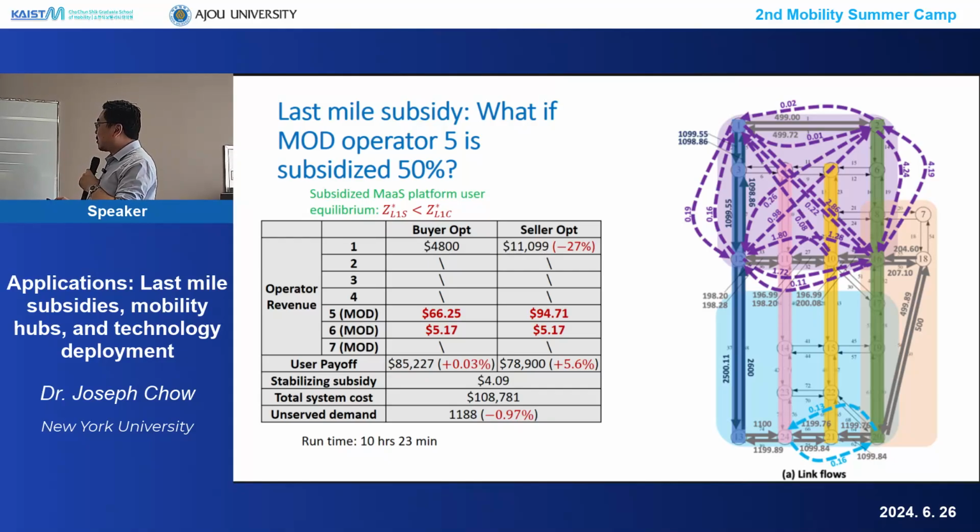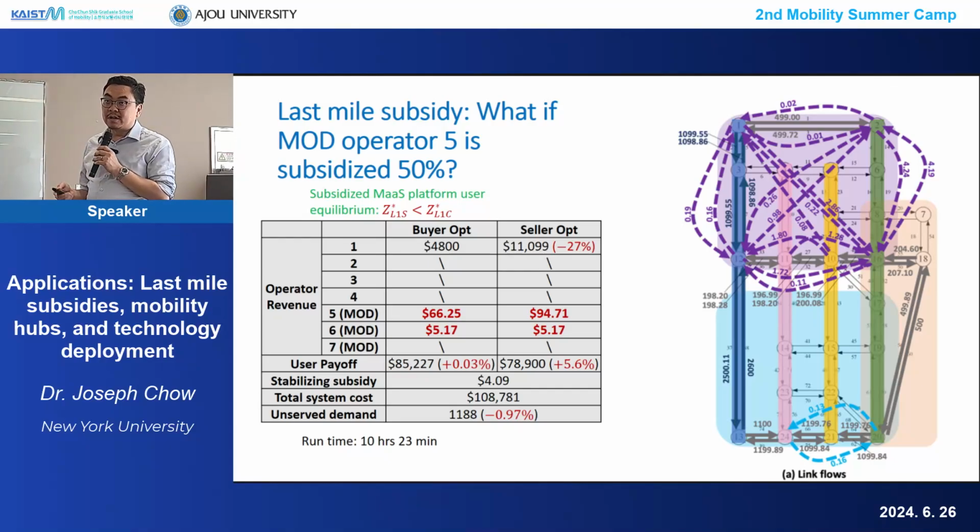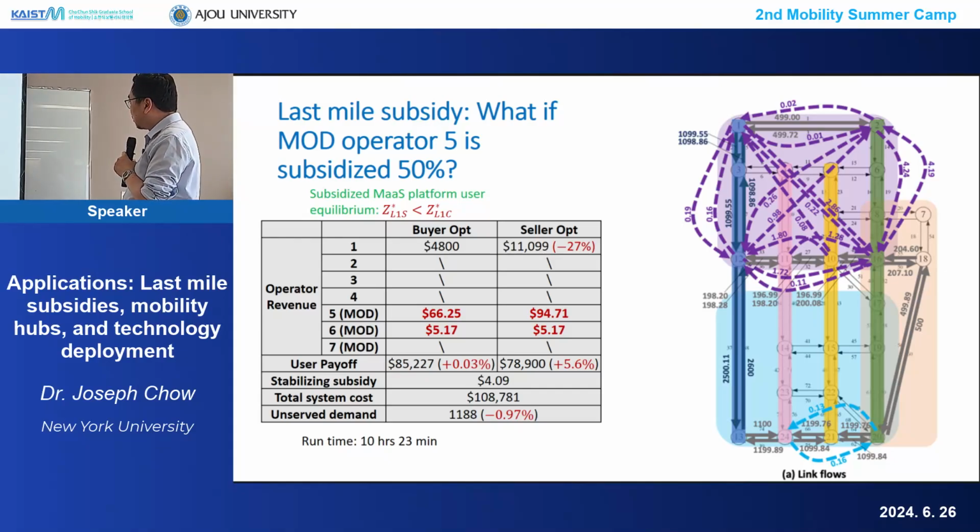So these are the link flows that you see. Corresponding to this, it means that maybe these people from here to here might be walking here, and then they get into this service region of the purple operator, and then they get connected over to that node. Right. So that's one example of the path that they might take.